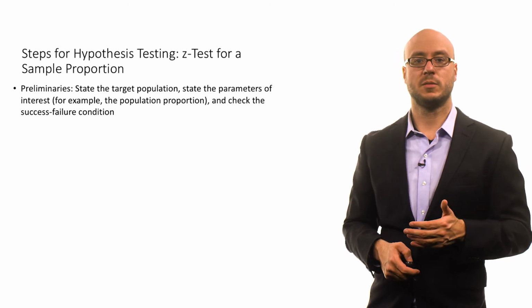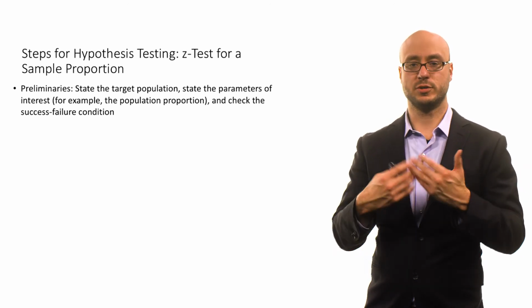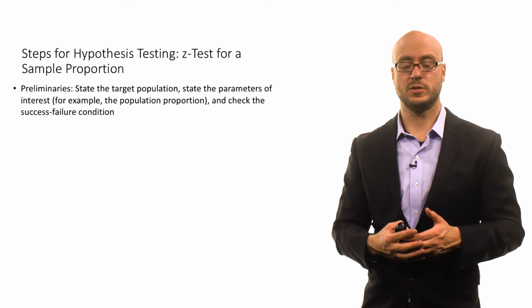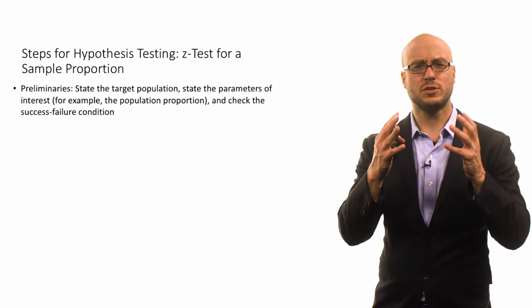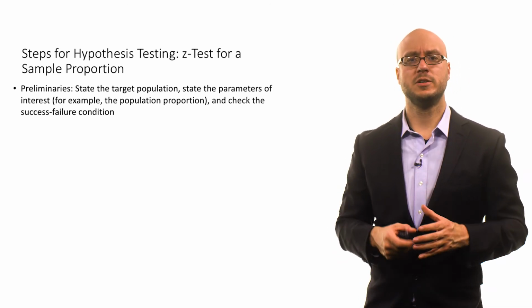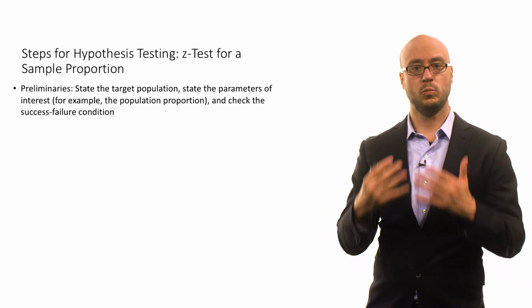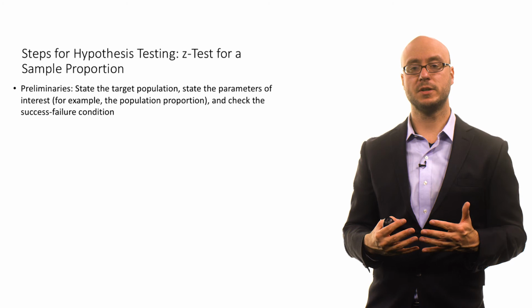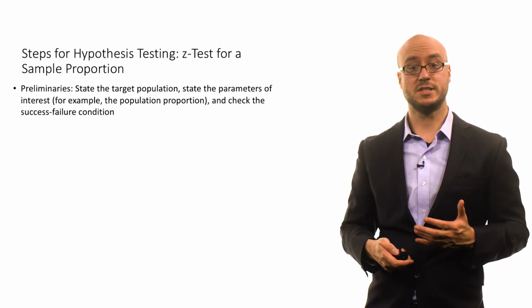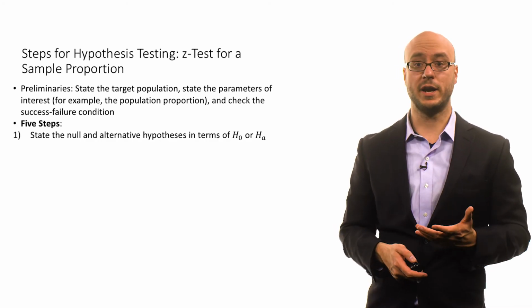You should also check the target population. Make sure, are you generalizing to people in London? Are you generalizing to people in New York? What's your target population? Then what we can do is conduct a z-test for a sample proportion. If the success-failure condition holds, we can just model the sampling distribution for a proportion using the standard normal distribution model, which is quite convenient.